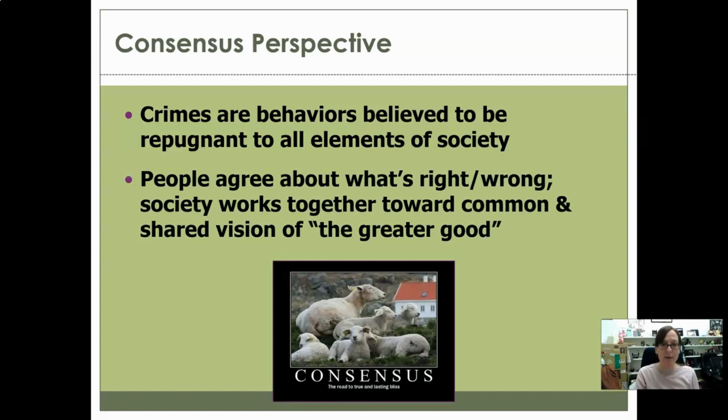So in general, people agree about what's right and what's wrong, and society works together towards the common and shared vision of the greater good. We are all working together to be better as a society, and this is why we need to stop crime and why crime is a bad thing. We all basically agree that these are the things we want and these are the things that we don't want.